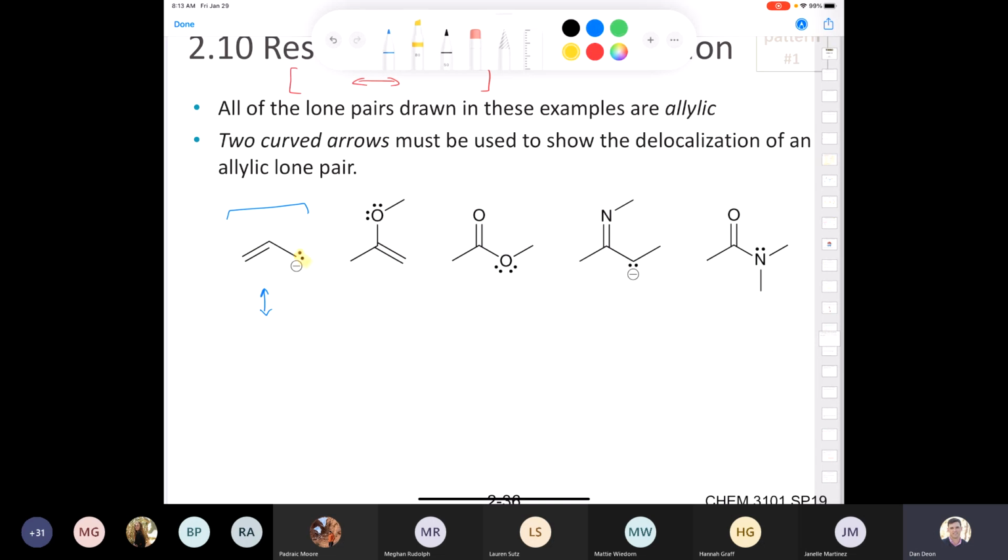The first lone pair is an allylic lone pair because it goes lone pair, single bond, double bond, right? And that is the requirement for an allylic lone pair. How would we draw the curved arrows to show the resonance contributor? The way we would do it is this. We start with the tail of the arrow on the lone pair, because the tail of an arrow always starts on a pair of electrons. And we're going to put the head of the arrow between these two carbon atoms. But if we were to just stop there, then this carbon would exceed the octet rule, wouldn't it?